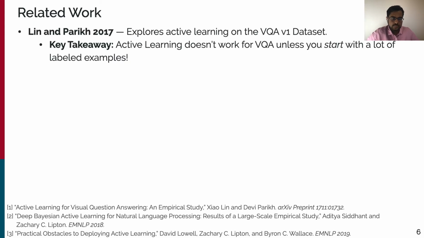Our starting point was work by Lin and Parikh that looks at active learning with deep VQA models on the initial VQA dataset. Their key punchline is that active learning doesn't really work for VQA unless you start with a ton of labeled examples, almost a majority of the original dataset.